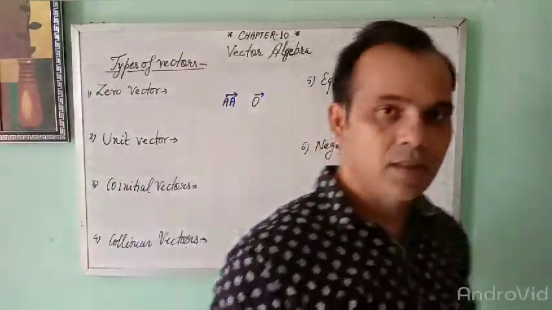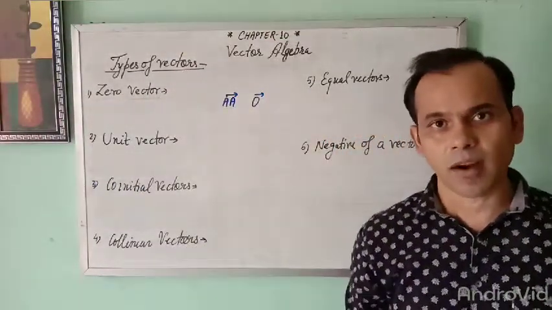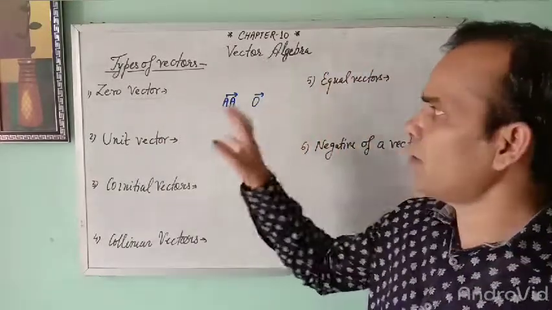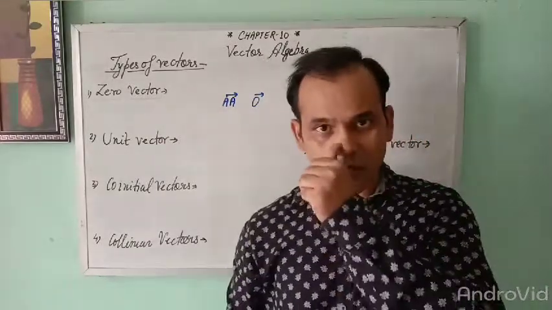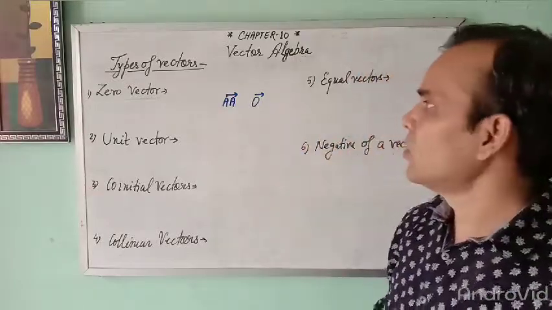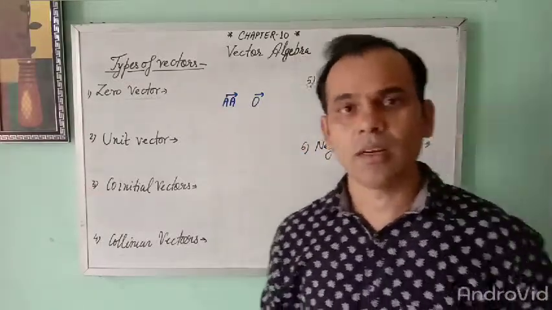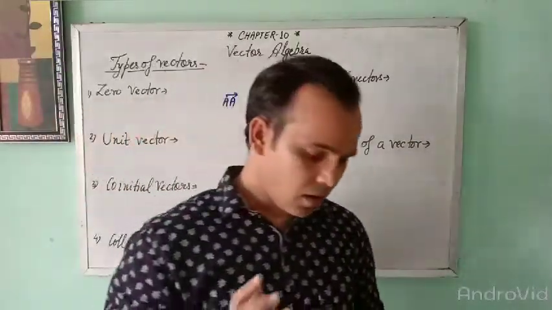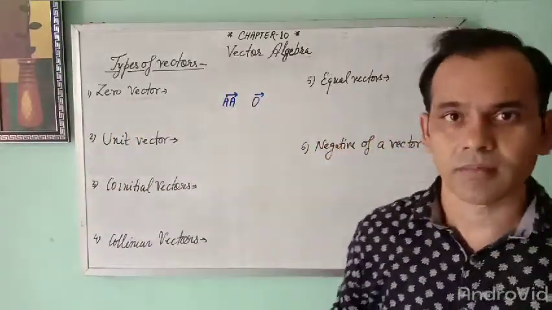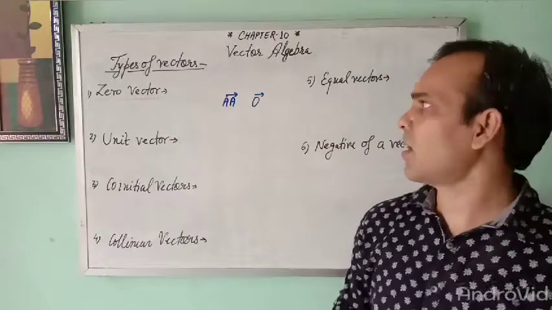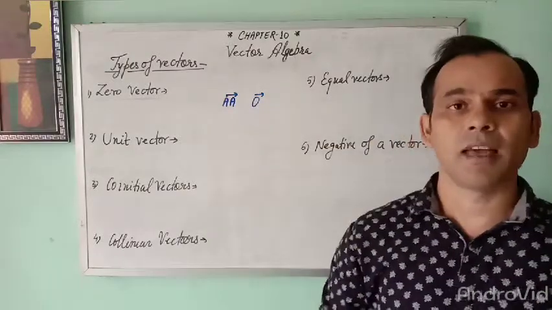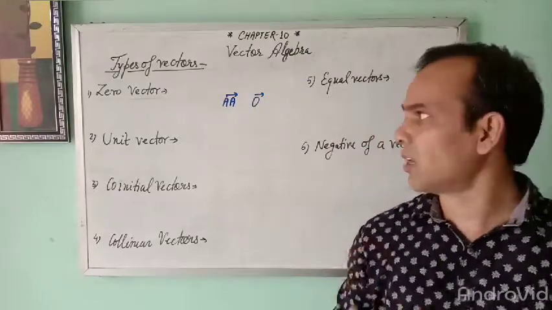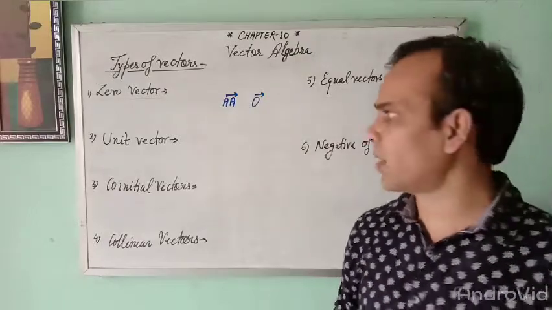Zero vector is a vector when the initial point as well as the terminal point coincide and its magnitude is 0. But what about the direction? Zero vector has no magnitude, so it will not have any definite direction, or it may have any direction. Clear? So a zero vector is a vector that has no magnitude and no definite direction, or it may have any direction. That is called the zero vector.